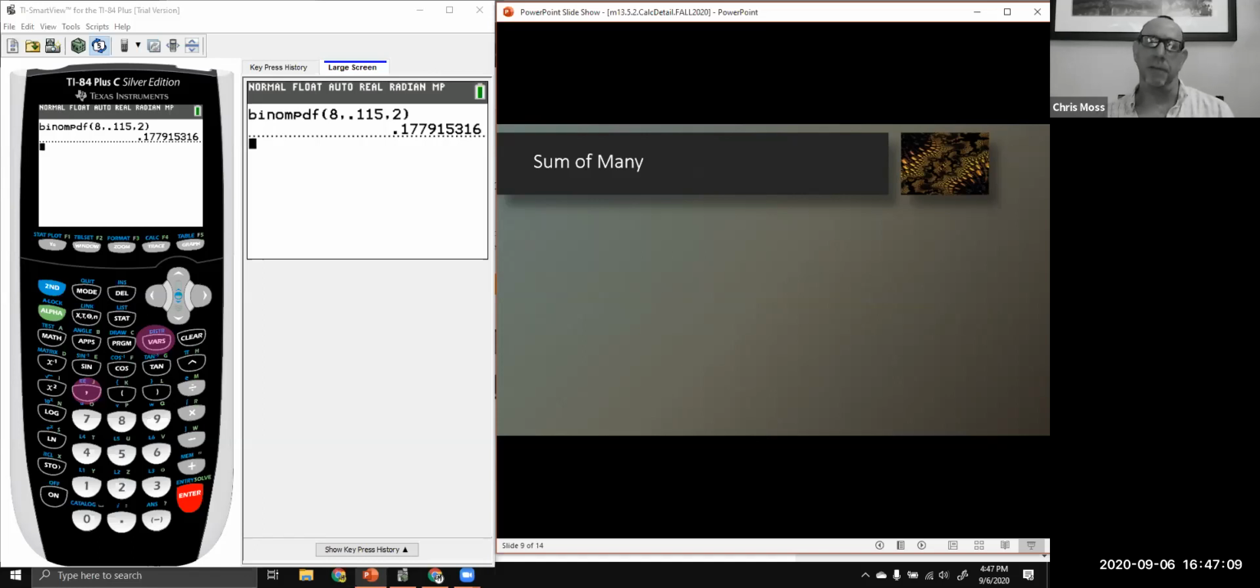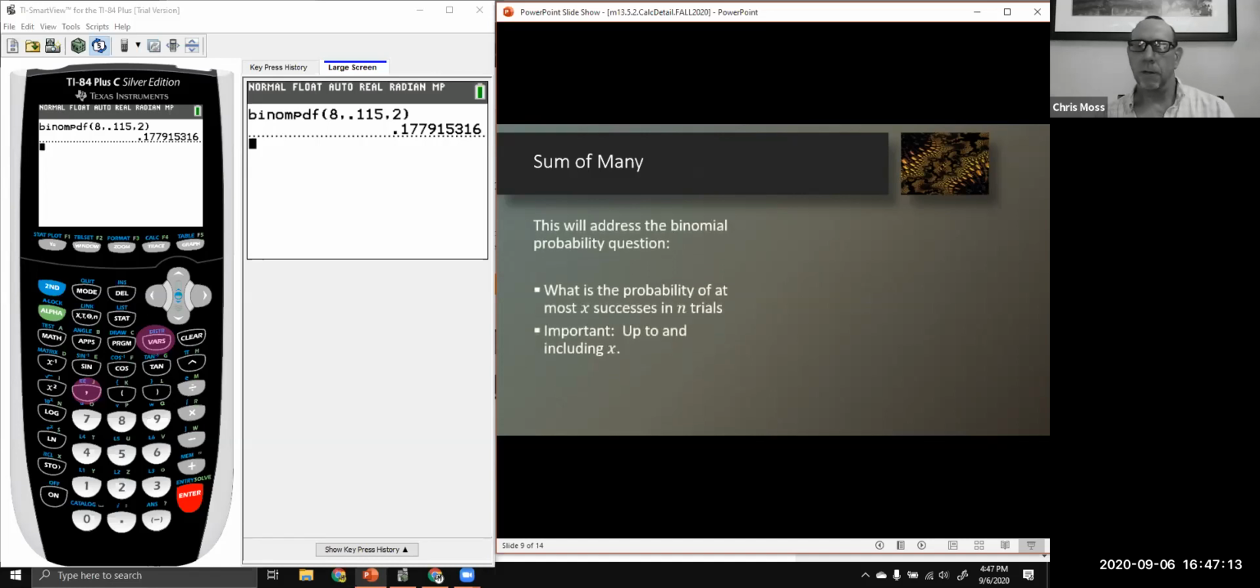Now, the sum of many. This is a slightly different question. This one will address the following question. What is the probability of, at most, X successes in the N trials? Importantly, it's up to and including X. This is what we call a sum of many. And these types of problems announce themselves with the phrases at least, at most, more than, less than.